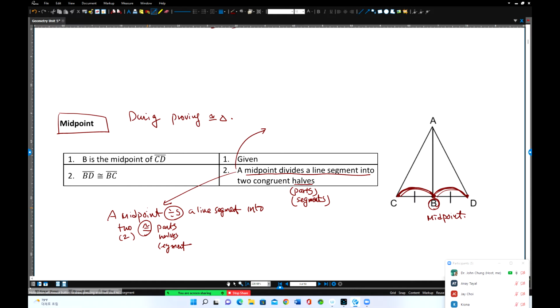That is a midpoint. Okay, during the proof of some congruent triangles, if you got a midpoint, you have to say it this way. That's the next step. From the given, you can make the next conclusion. That is the midpoint. You got the class work, right? You have to memorize this one.